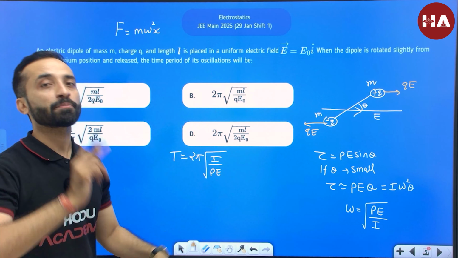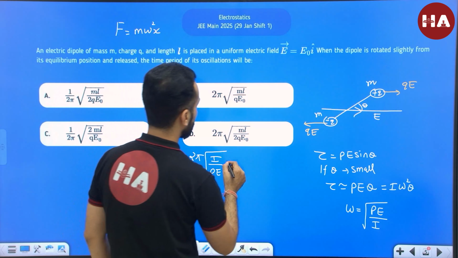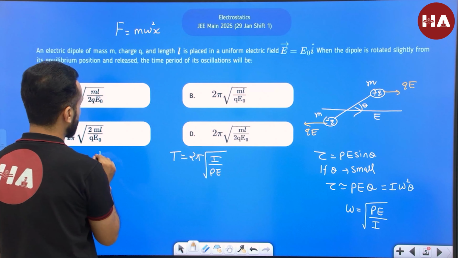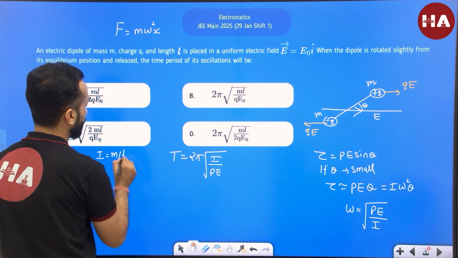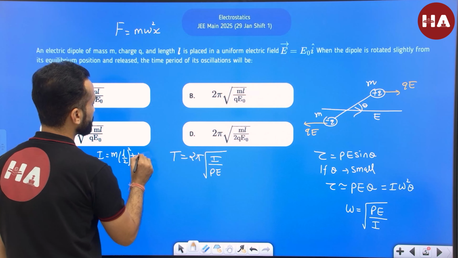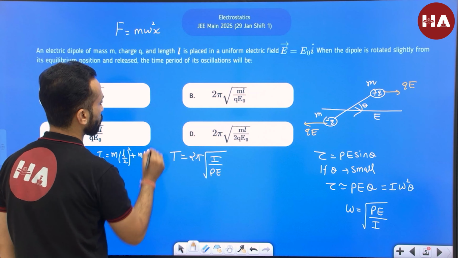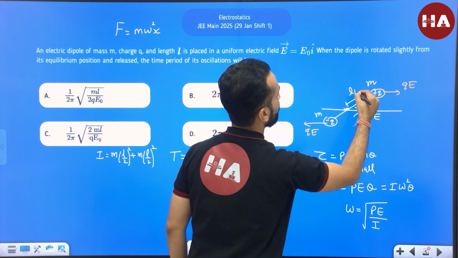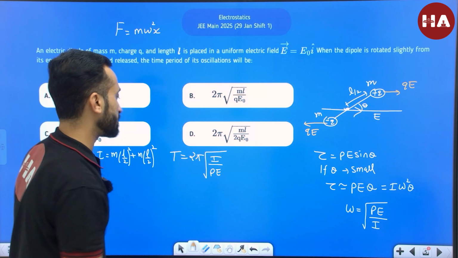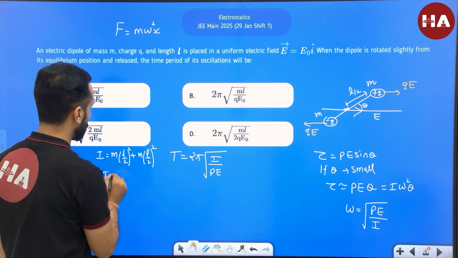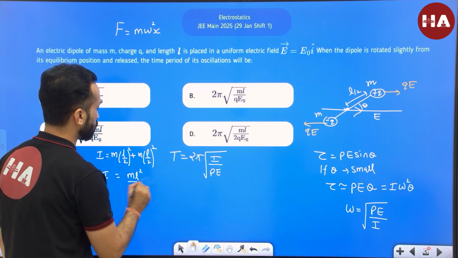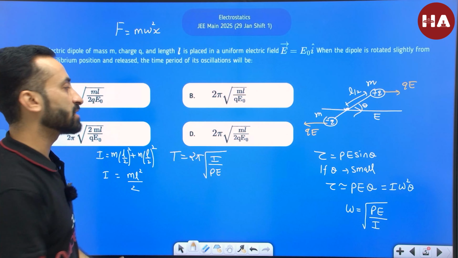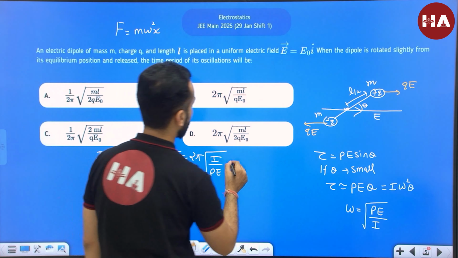and hence we will assume that masses of each particle is m, and hence the moment of inertia, I'll calculate it separately, will be m(L by 2) whole square plus m(L by 2) whole square, for obvious reasons, because we are writing moment of inertia from the center, and from the center we will assume that both the charges are at a distance L by 2. So the moment of inertia will turn out to be mL square by 4 plus mL square by 4, that is going to be mL square by 2.